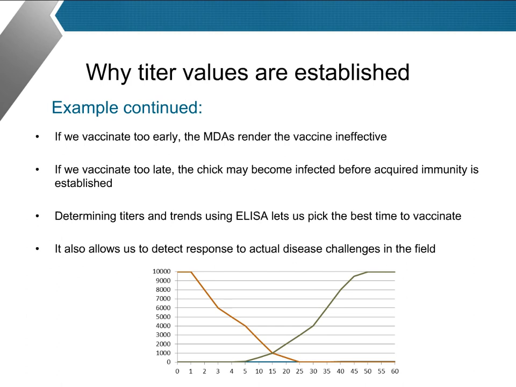So determining ELISA titers and trends can help us pick the best time to vaccinate, and also allow us to detect responses to the actual vaccine and to disease challenges in the field.